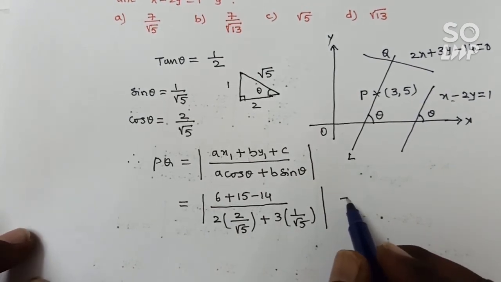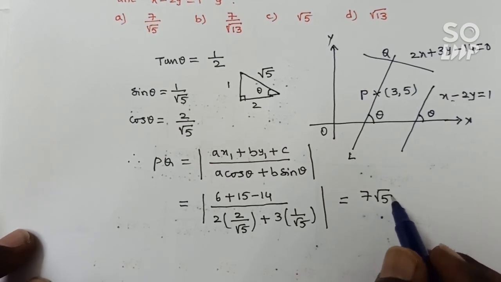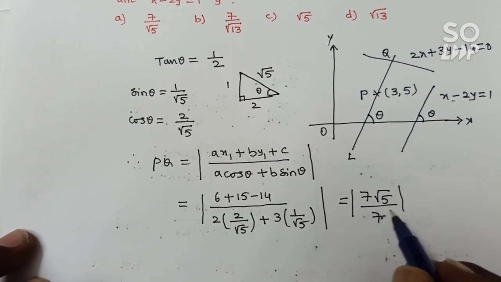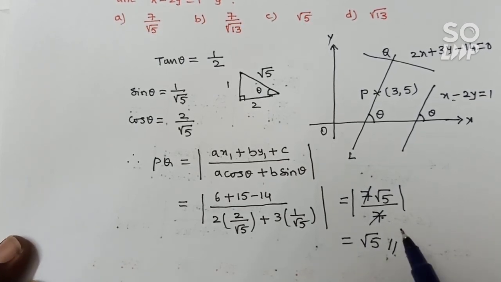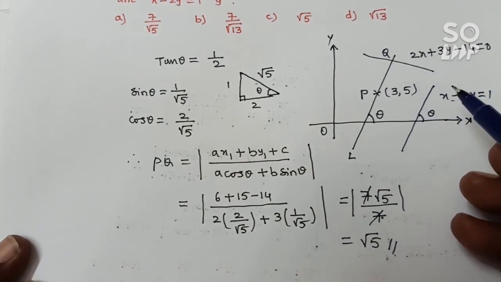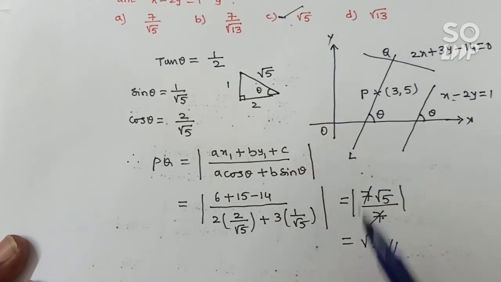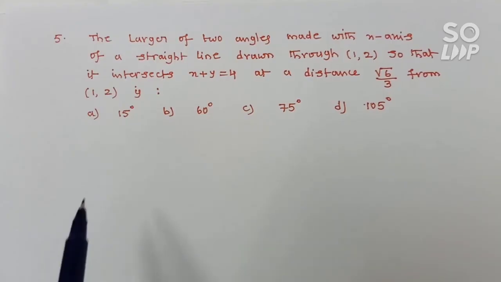So here you can write 7 into root 5 whole divided by 7. Modulus always gives the positive value. 7 and 7 will be cancelled. Your required answer will be root 5. So the distance of this point from the line 2x plus 3y minus 14 is root 5. So your answer is C, the correct answer. Okay. So next we will see one more question. Okay, see this problem.